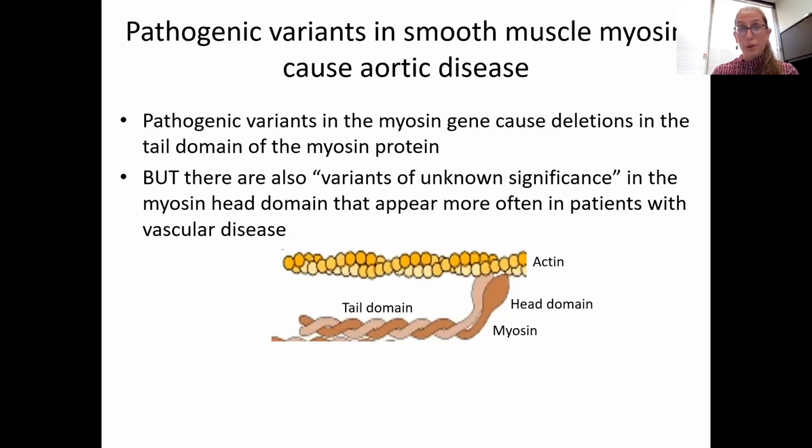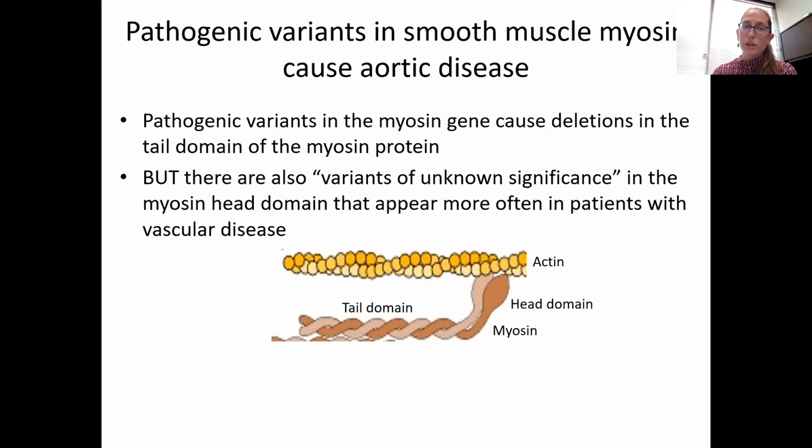Myosin is a really big protein. It has multiple what we call domains, which are different parts of the protein that have distinct functions. Most of the pathogenic variants that we find running in families to cause aortic disease are deletions in what is called the tail domain of the myosin. The tail domain is the part of the protein which interacts with other myosins to form those filaments.